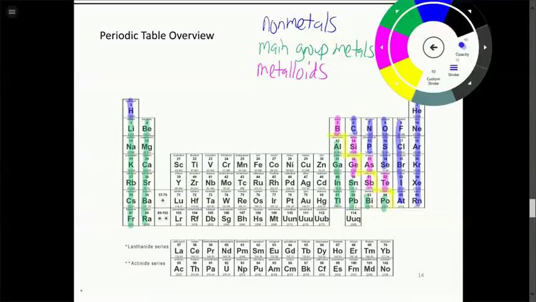So hydrogen, even though it's on the left side of the periodic table, is still a non-metal. It's another one that has a weird position. You have to remember that hydrogen is a non-metal, even though it's in that leftmost column.